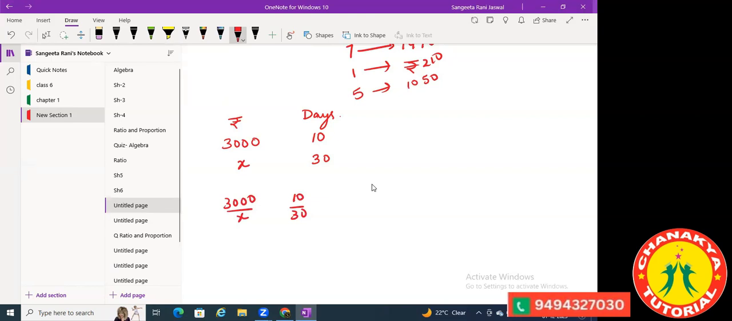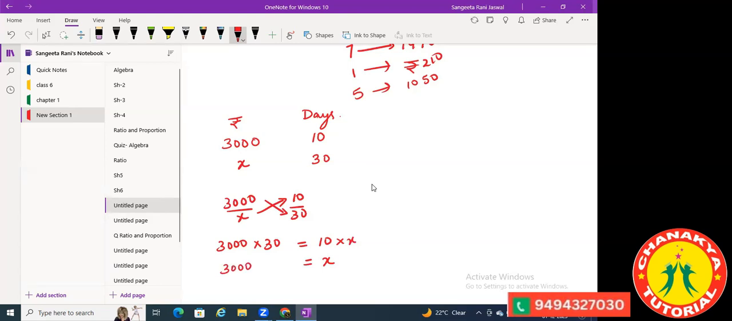Now what will I do? I will again cross multiply. So this becomes 3,000 into 30, and this side it becomes 10 multiplied by X. I'm interested in finding the value of X. I will leave X behind here. My 10 is multiplying with X. When it goes to the other side, it will divide.